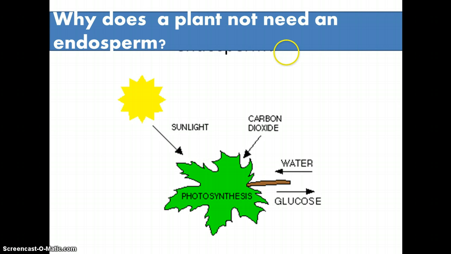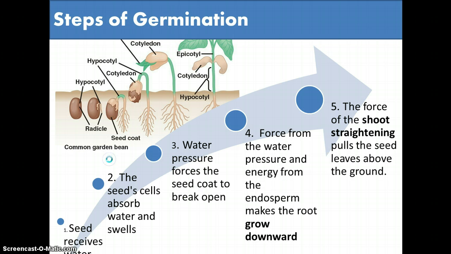Why does a plant not need an endosperm, but a seed does? Well, a plant has leaves, so a plant can do photosynthesis. It doesn't need an endosperm to give it energy.